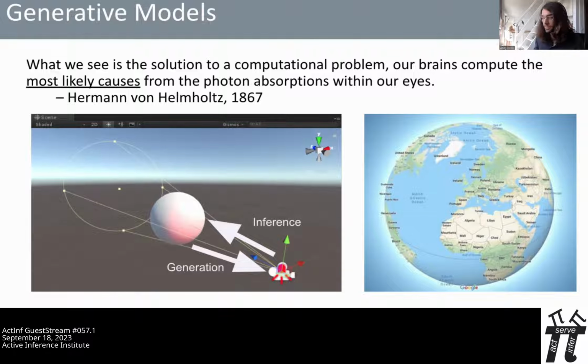The reason I'm belaboring this point is that there's a lot of talk of generative models today, and I'm not necessarily just talking about generating images or pretty pictures. I really mean a framework for unsupervised learning.